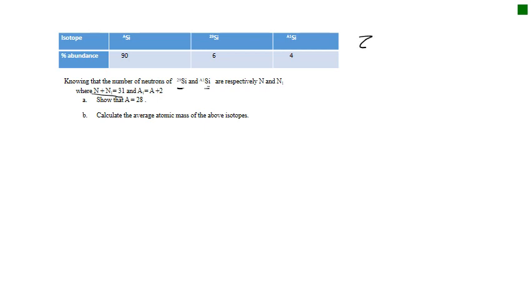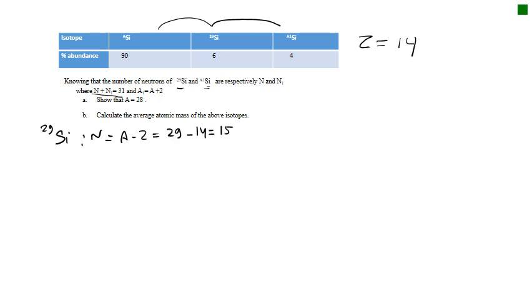But we know that the silicon atom has atomic number Z equal to 14, and all the isotopes have the same atomic number. So for Si29, its number of neutrons is equal to A minus Z. It is equal to 29 minus 14. It is equal to 15.